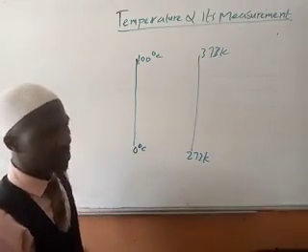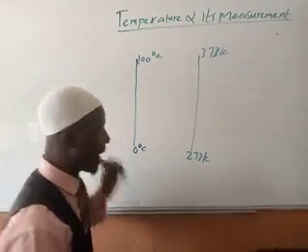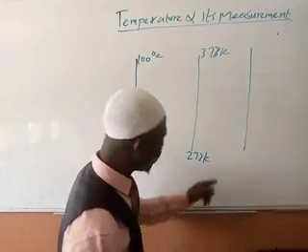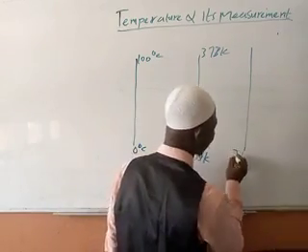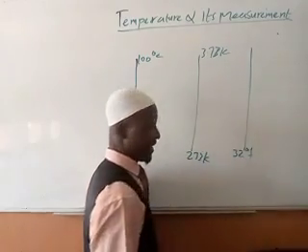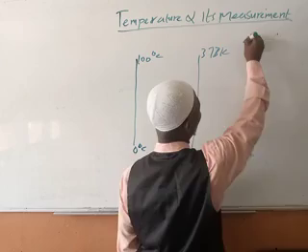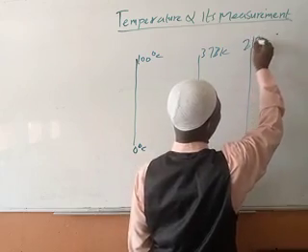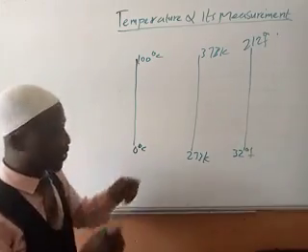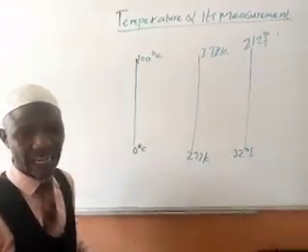373. Now, the third one is Fahrenheit. For the Fahrenheit, its lower fixed point is 32 degrees Fahrenheit, while its upper fixed point is 212 degrees Fahrenheit. Now, that will lead us to what they call the fundamental interval.